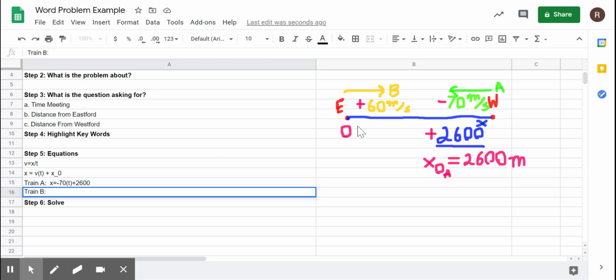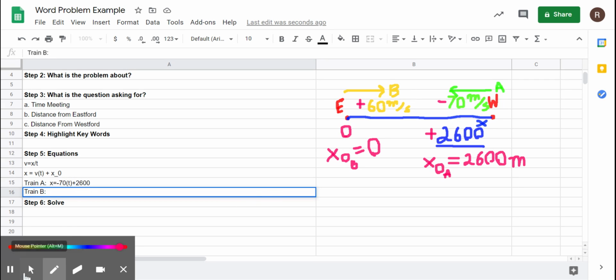And you notice train B is the opposite situation. If we look at train B, number one, x naught here for B is 0, so that's easy. And we notice we have a positive 60 because we go up our number line. So let's do this: x equals positive 60. In fact, I'm going to actually emphasize positive.